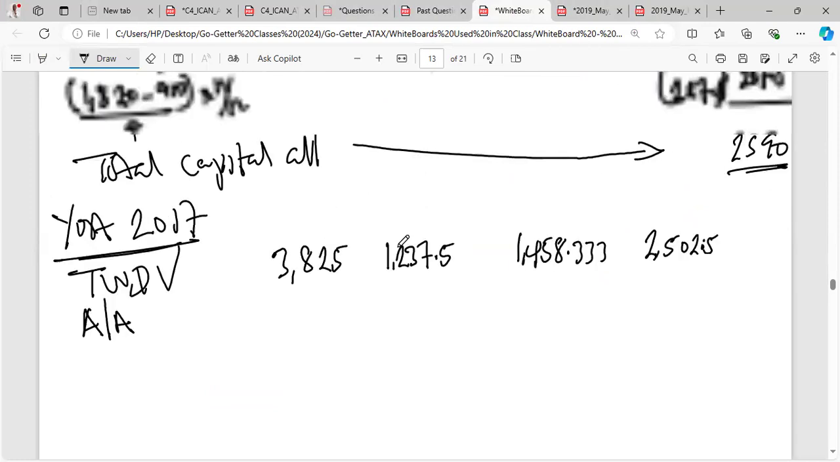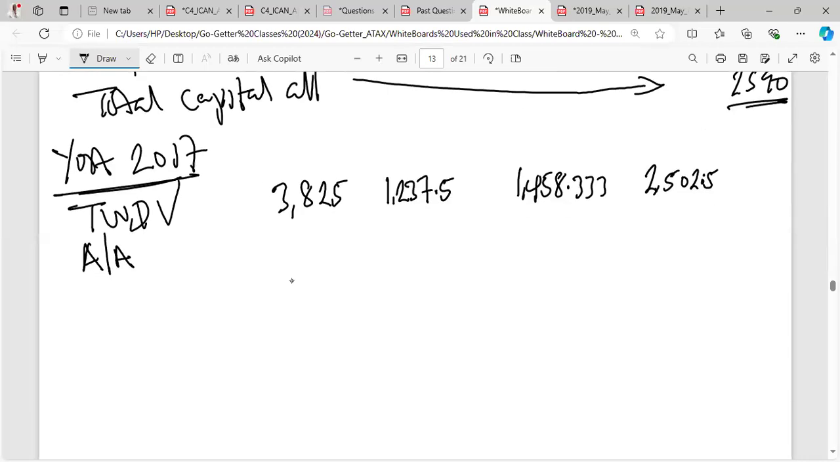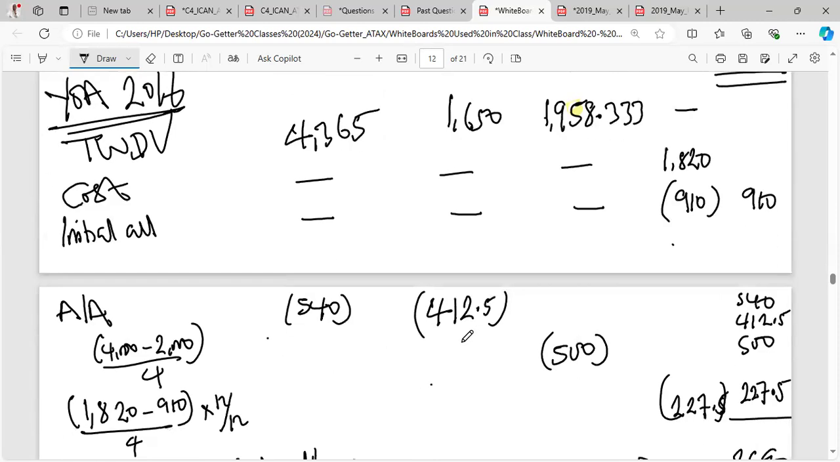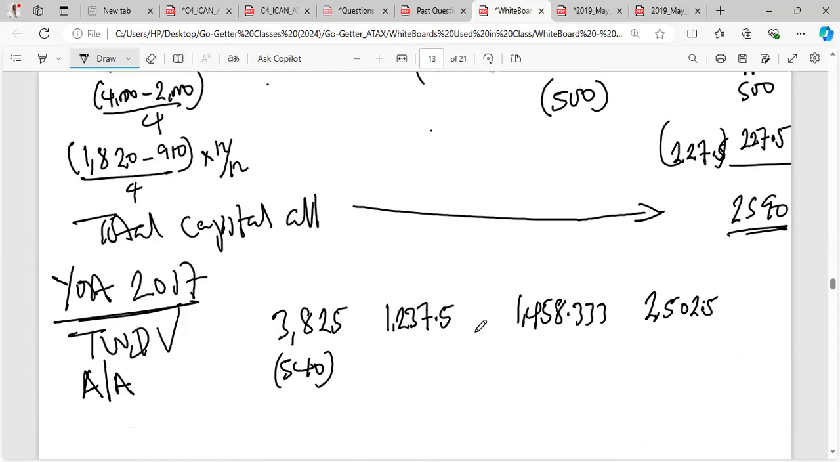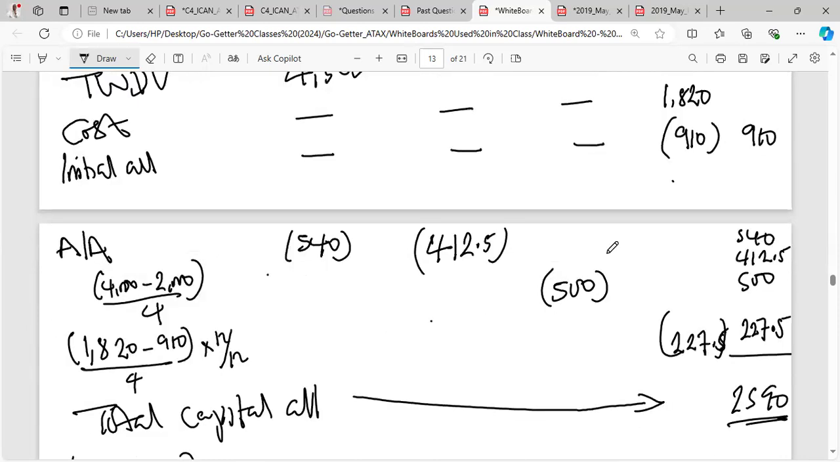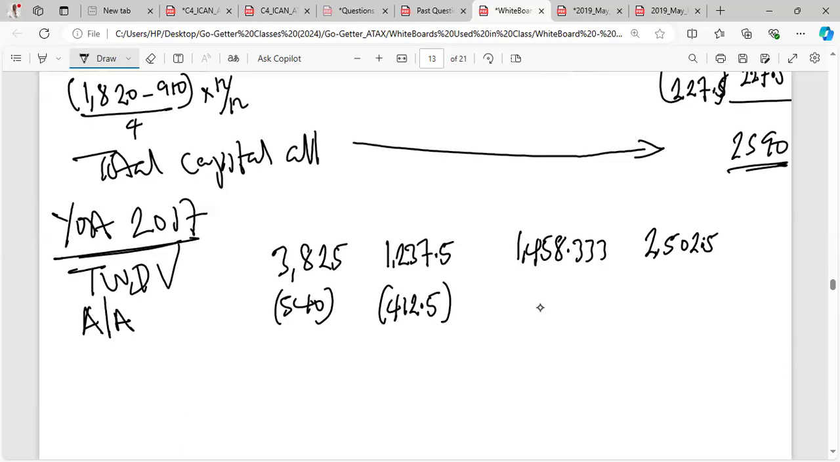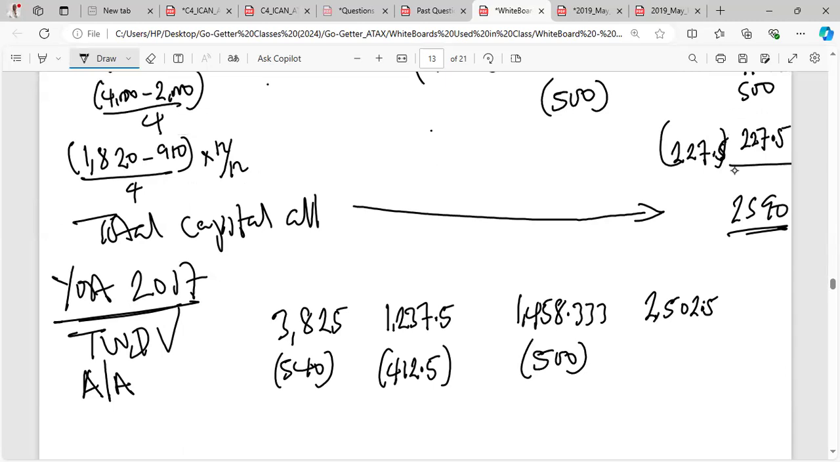We've established this to be 540. So use the 540. We've established this one to be 412.5. We've established this one to be 500 because it was 12 over 12. And this last one, that was 12 over 12, we establish it to be 227.5. This one was easy. So we'll just calculate our annual allowance.